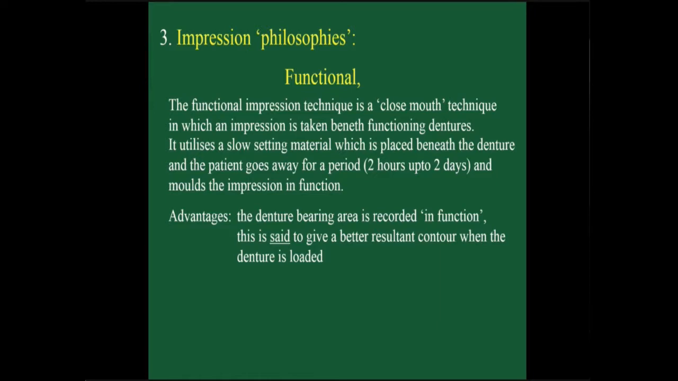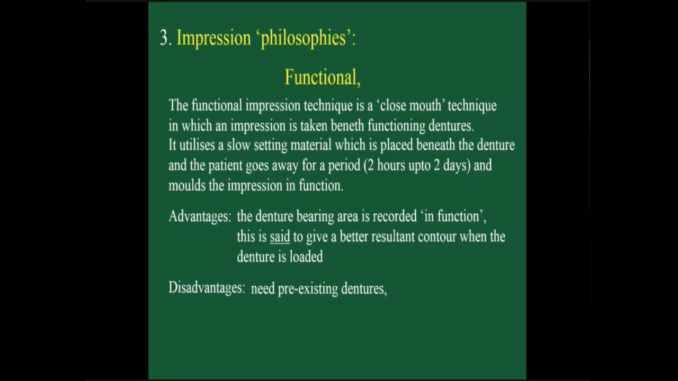Disadvantages: the denture bearing area is said to be recorded in function, and this is said to give a better result in contour when the denture is loaded. But there's no evidence for that. We're not sure that the high pressure bits that we get through the patient chewing underneath the denture are where we want to load the denture. And certainly if we have sharp alveolar ridges or a prominent mental foramen under a lower denture, this technique won't relieve those areas. Indeed, a functional technique may well put pressure on those areas. So we don't choose where to put the pressure with this.